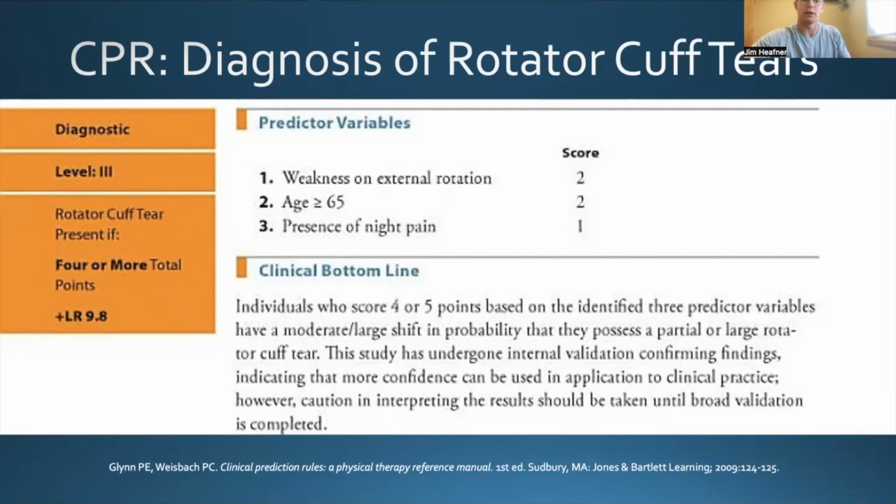So I would know this for the exam because there's a pretty good positive likelihood ratio. If you have 4 or more total points, that's a positive likelihood ratio of 9.8, which is clinically significant. But if you think about this logically, that makes a ton of sense. Like, okay, we're seeing a gross amount of weakness on external rotation. It's an older person who's having shoulder pain and pain sleeping at night.